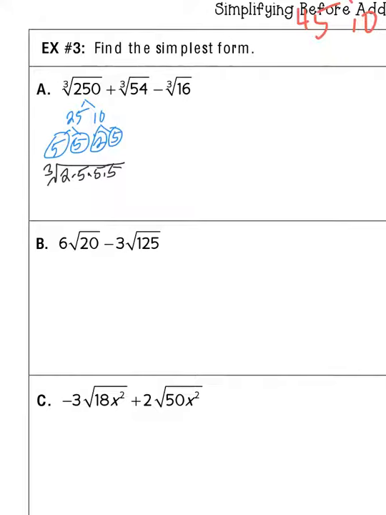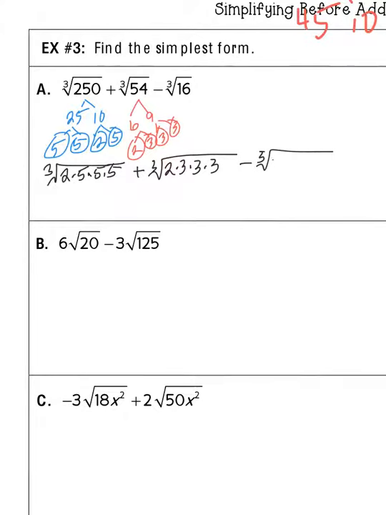Then with the 54, that factors as 6 times 9, and then I have a 2 and a 3, and 2 3s. So I get plus the cube root of a 2 and 3 3s. And then minus the 16 you're going to start to discover is 4 2s. So if you prime factor 16, you should have 4 2s.